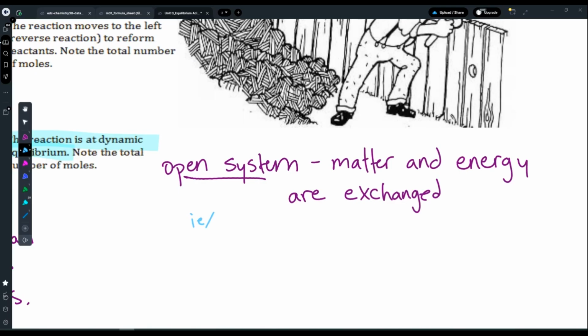So an example of an open system could be like a room with its door open. Okay, so people can go in and out of the room. The room can get warmed up or cooled down. That's just cases of matter and energy being exchanged between the room and the surroundings. So the room is considered the system, whereas everything outside of that room is considered the surroundings.